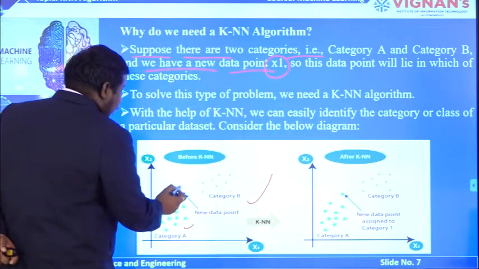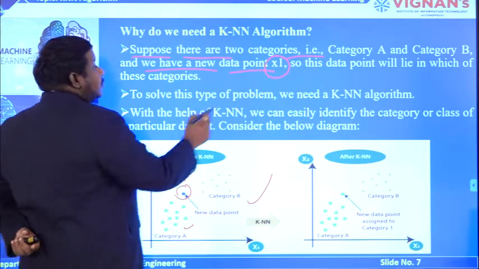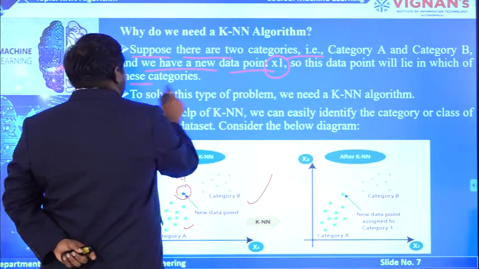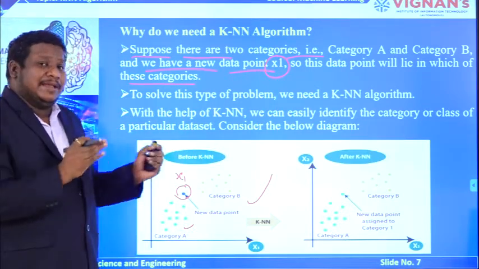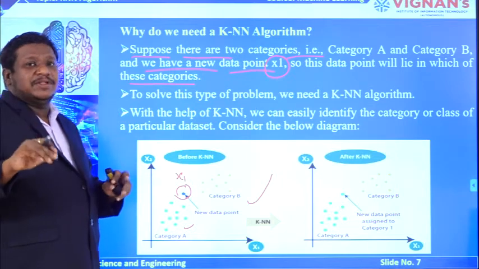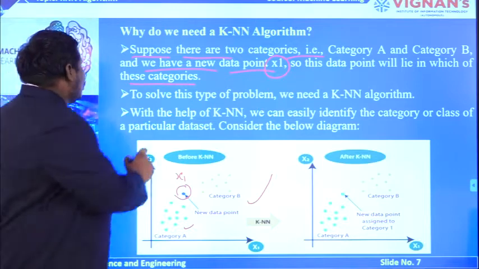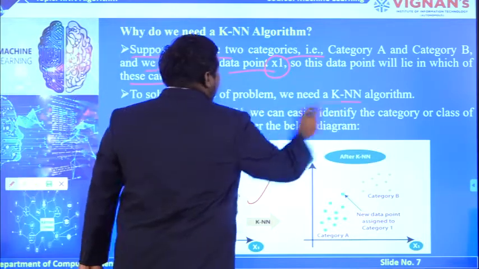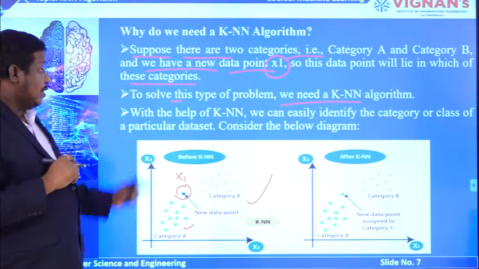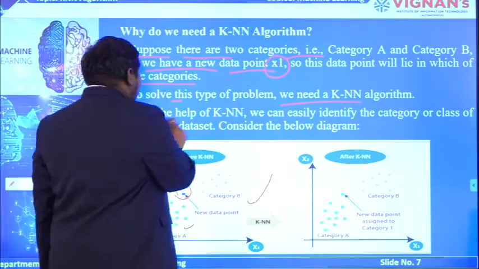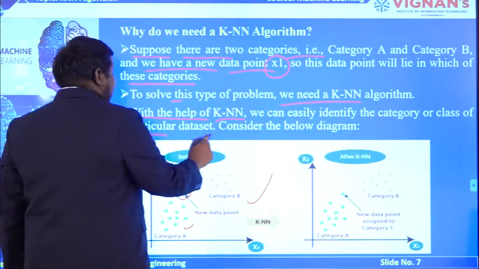What is the new point? The name of this one is x1. So this data point will lie in which of these categories? Whether this new data point x1 will belong to category A or category B, we need to identify. That is the working process of the KNN algorithm. To solve this type of problem, we need a KNN algorithm. With the help of this KNN algorithm, we can easily identify the category or class of a particular data point.